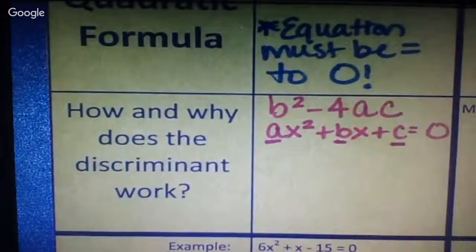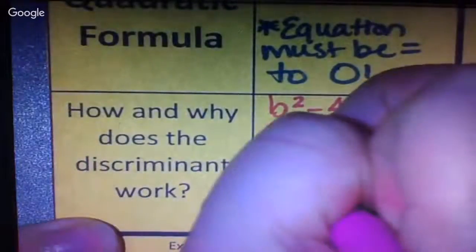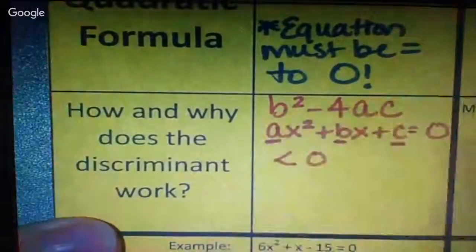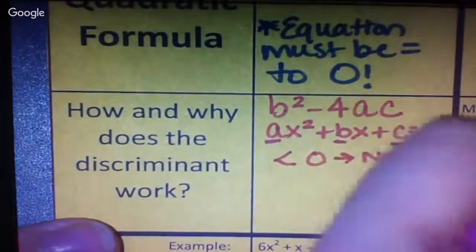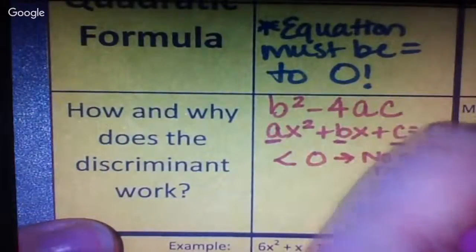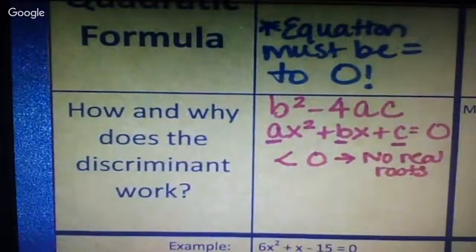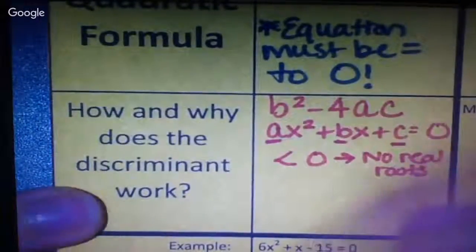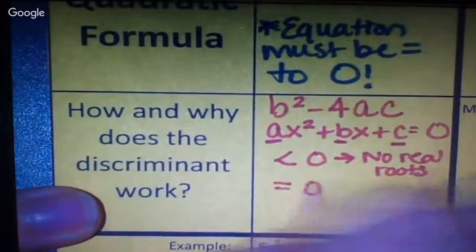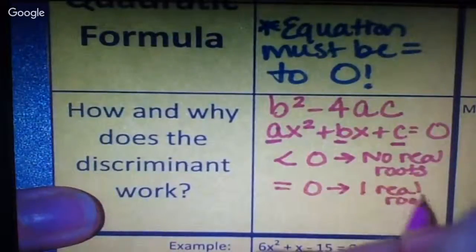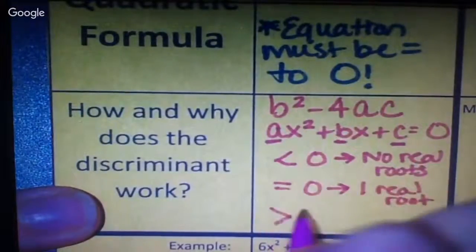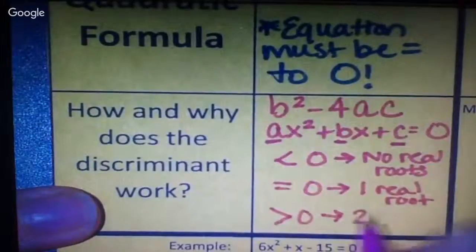If when you plug this in, you get a number that is less than 0, that means you have no real roots. So if you end up with a number that's less than 0, we have no real roots. If it equals 0, we have 1 real root. And if it's greater than 0, we have 2 real roots.